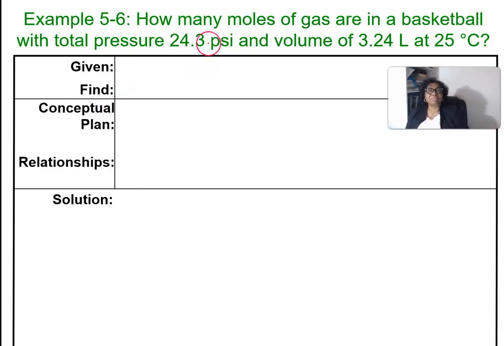So let's try this example. How many moles of gas are in a basketball with total pressure 243 psi and a volume of 3.24 liters at 25 degrees Celsius? Take note of your units. We have to convert this psi to atmosphere and convert this temperature to Kelvin.